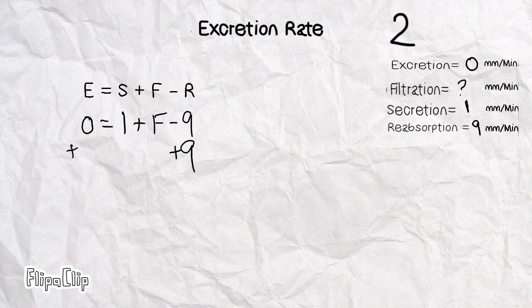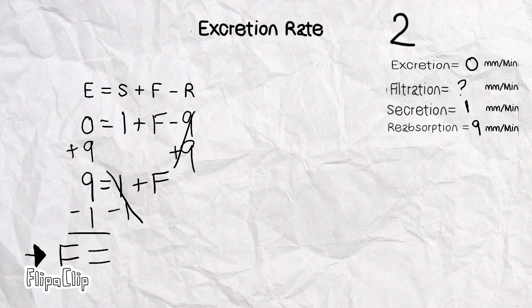Number 2. First, let's grab our formula, then let's plug it in. Now, let's isolate our variable by moving 1 and 9 over to the other side. This would make the filtration rate 8.